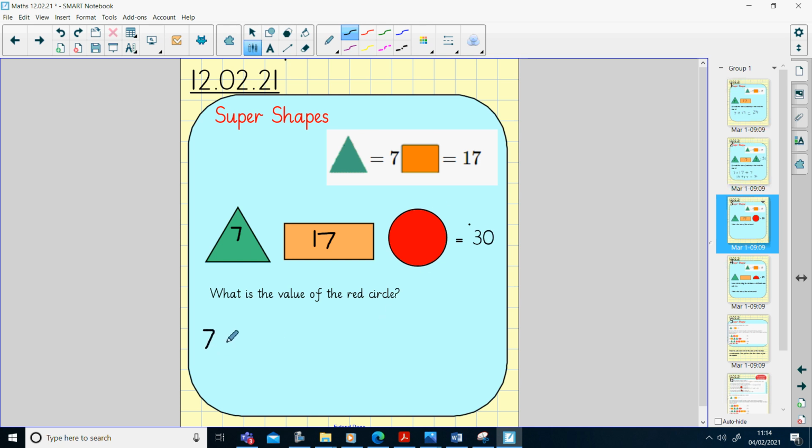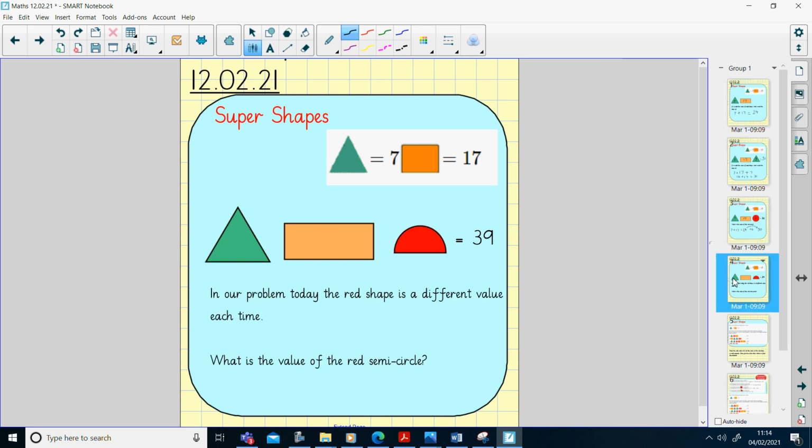So my 7 add 17, I know, equals 24. And then we've got to work out how many more to get to 30, because that's the total of my pattern. So thinking about my number bonds to 10, I know that 4 add 6 equals 10, so 24 add 6 will equal 30. So the value of my red circle equals 6.